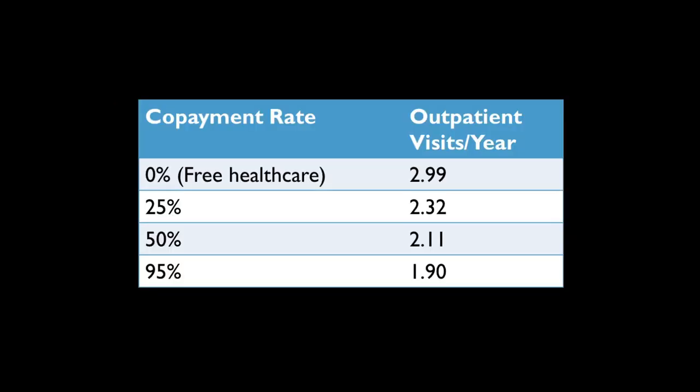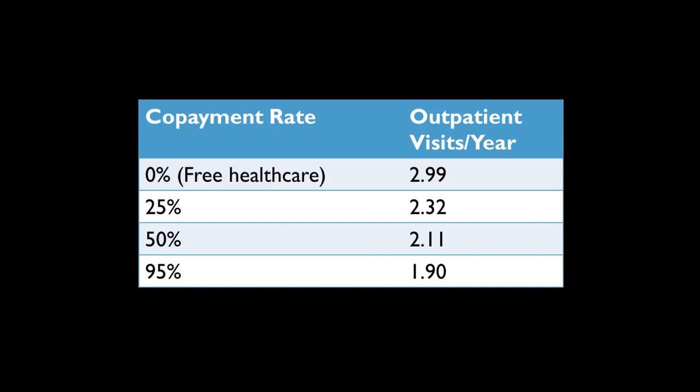What did the researchers find? On the screen right now, I have a table that shows a brief portion of the results from the study. And in this table, what I've shown you is across rows, there are different copayment rates. And then I show you at the end of the experiment the number of outpatient visits per year that people with that particular copayment rate actually realized.